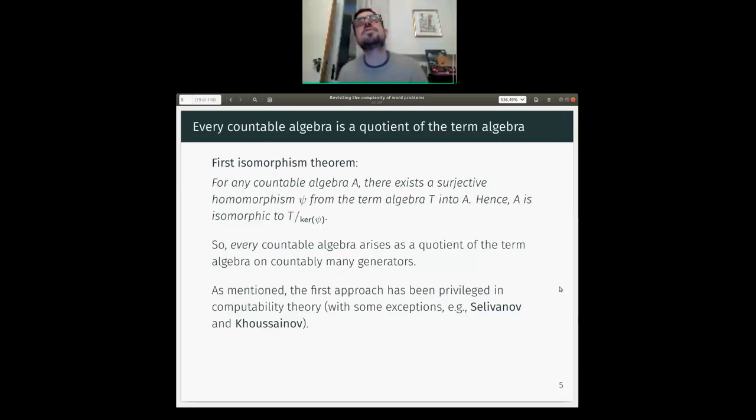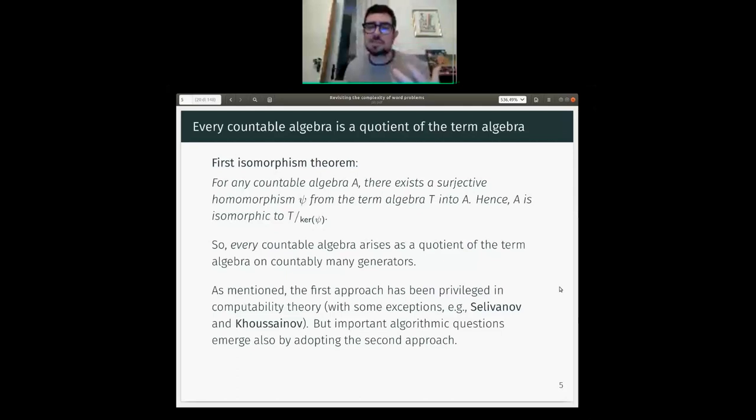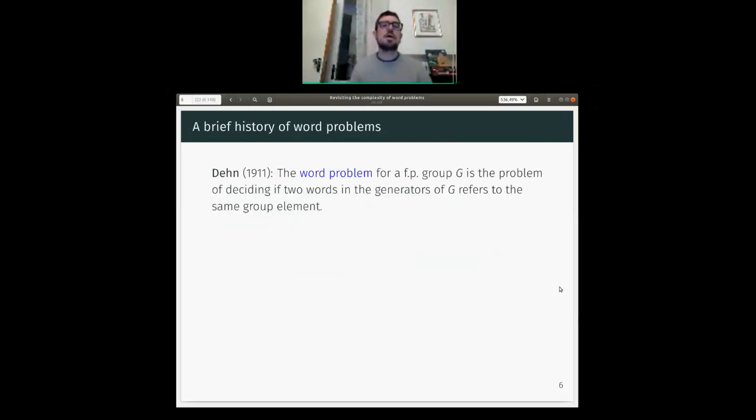And Kusayinov also has quite a long-standing program about trying to study this second approach with a computability theoretic lens. So somehow our work is in analogy with this kind of work. But in fact, our goal is precisely observing that some important algorithmic questions emerge already when you adopt this second approach, and we'd like to tackle these kinds of questions. In particular, we will focus on word problems. Okay, so let me move to word problems.